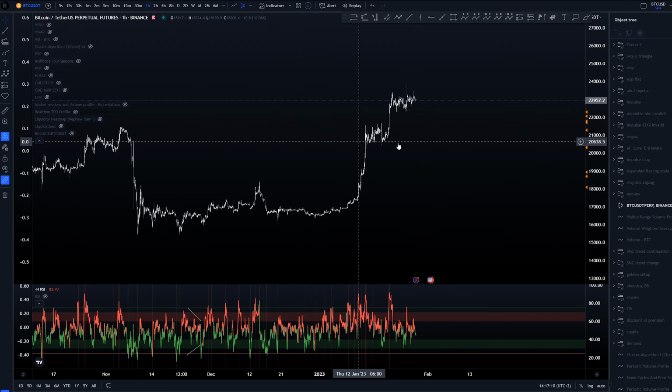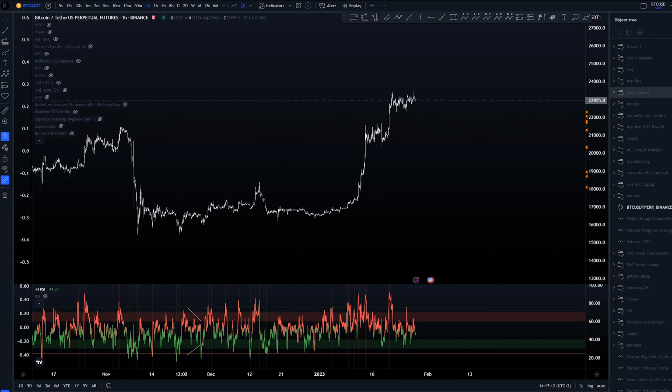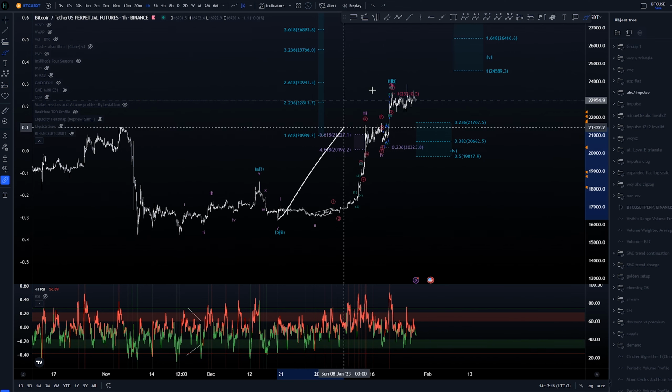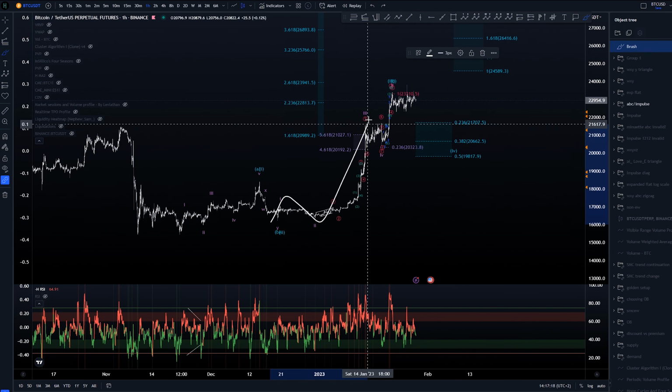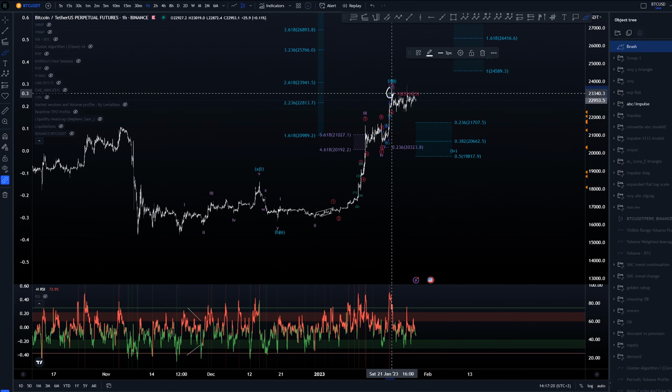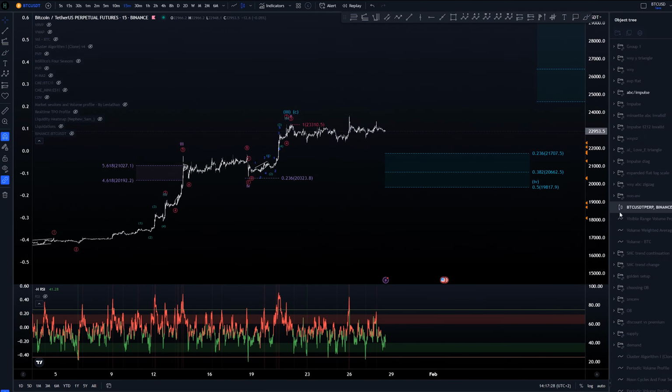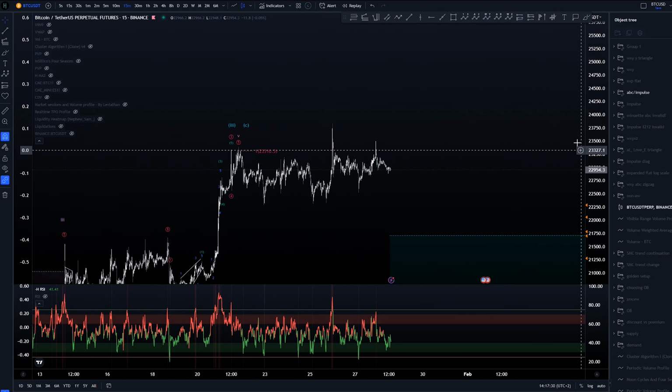Starting here on the 1 hour time frame, we've still had this same idea where we have this as a 1-2 or AB, and then looking for up higher. Another 1, 2, 3, 4, 5 into the highs of around 23.3k, which would be the end of a third wave or the end of a C wave. So at that point, we are still within this same range.